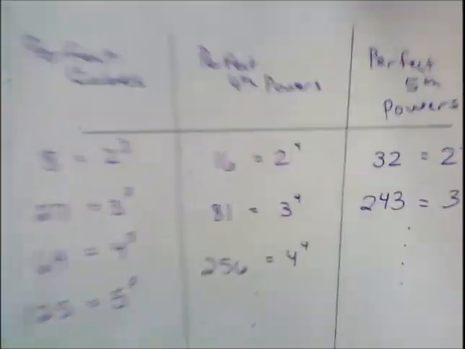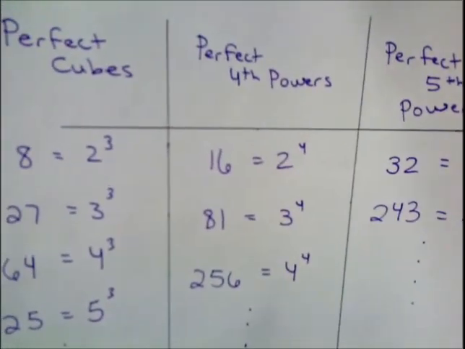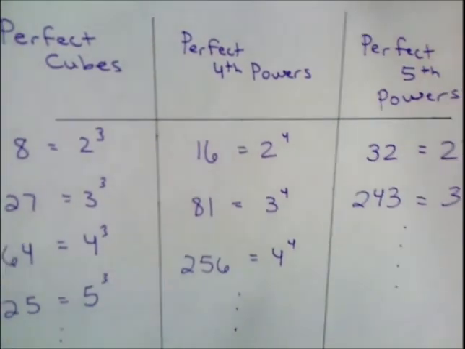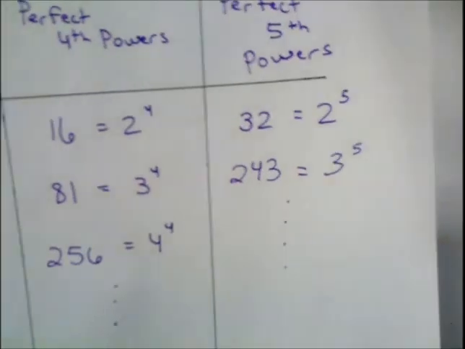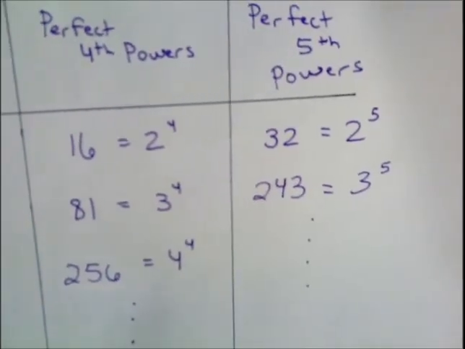So I would say, somewhere in my notes, I would make myself a little list of perfect cubes, perfect fourth powers, perfect fifth powers. And you notice one nice thing about it is, let's look at the fifth power specifically. See how they get really big really fast? So you do have less of them to try.